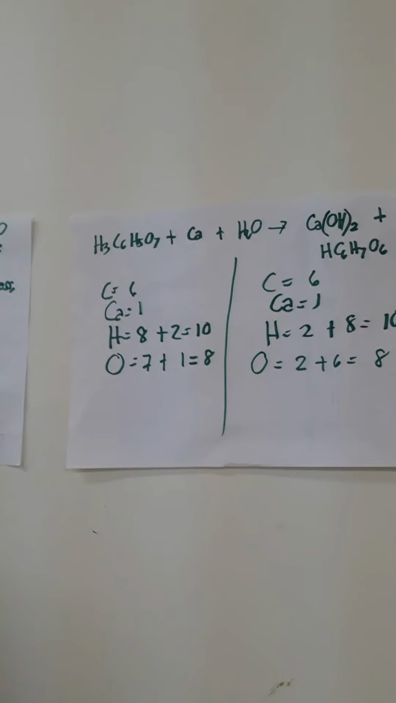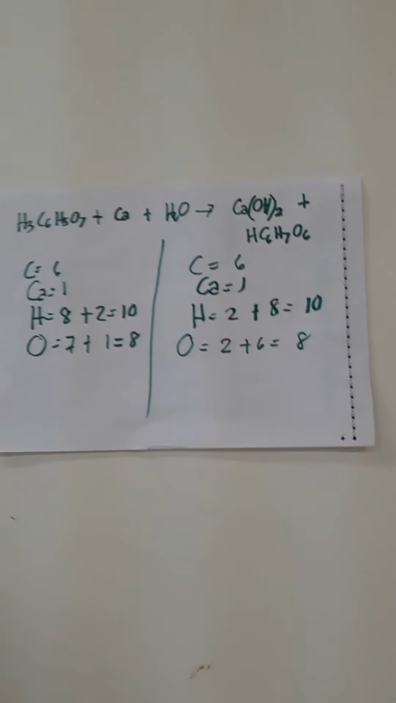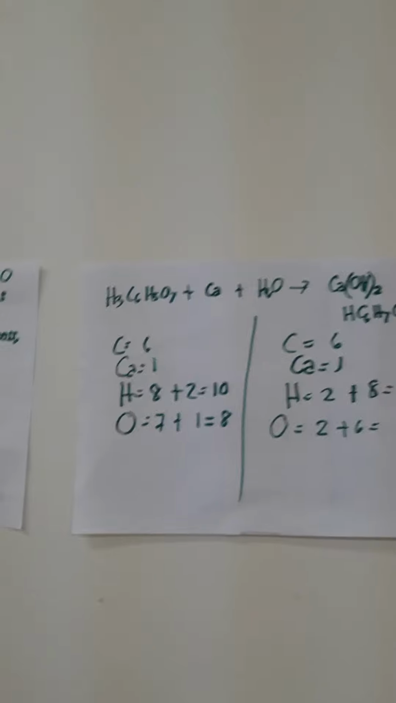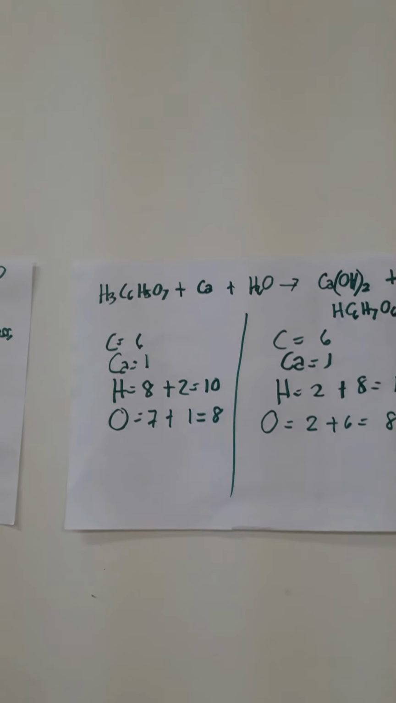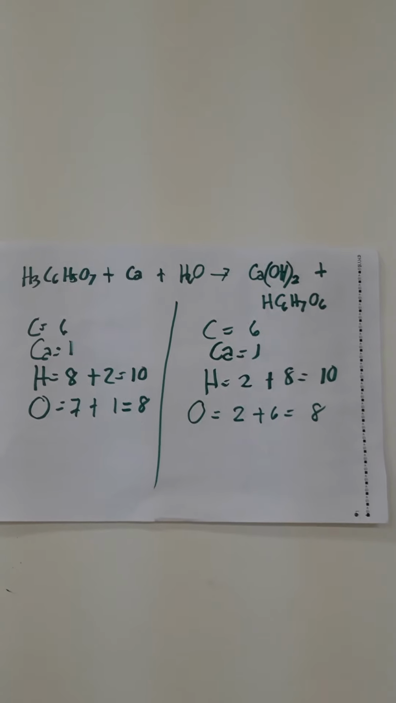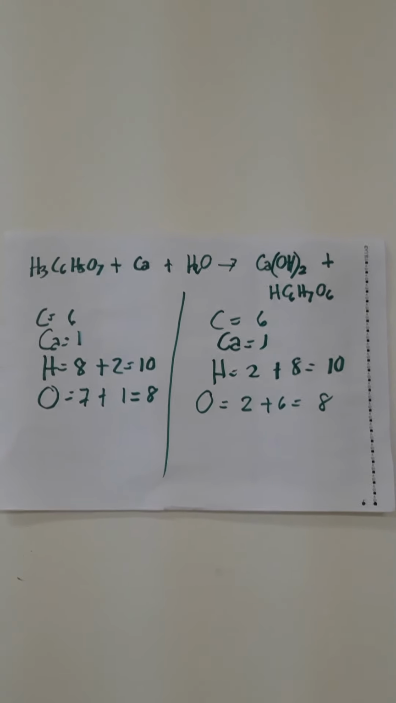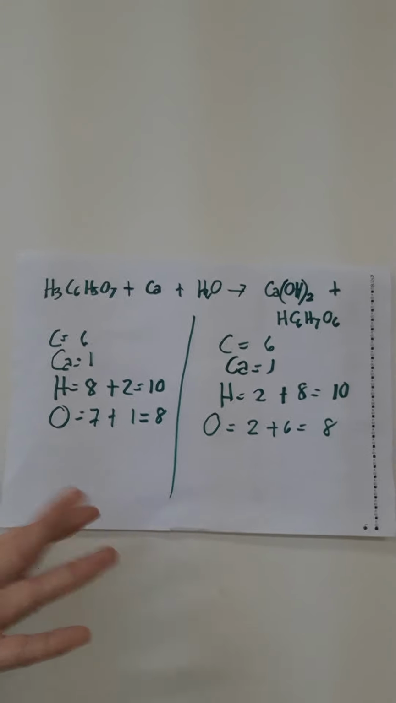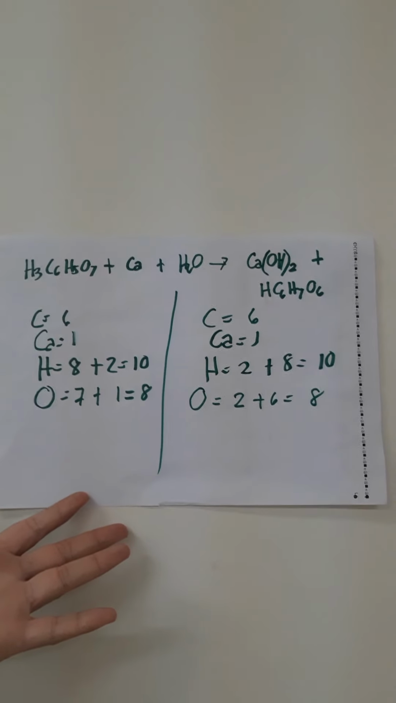Thank you so much for listening to my pahabol. For this chemical reaction of citric acid plus calcium plus water equals calcium hydroxide plus ascorbic acid, I tell you why this is a perfect reaction: because we don't put any number of moles.